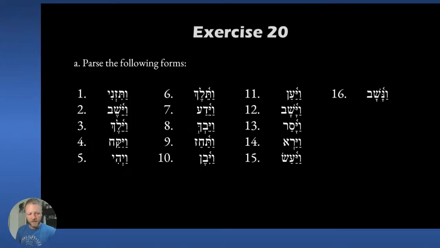Okay, this is like Vayashov. Vayashov, he returned, he came back, but it's the nun preformative, so it's Vanashov, which means we came back. Vanashov, we came back. You won't hear that very often.